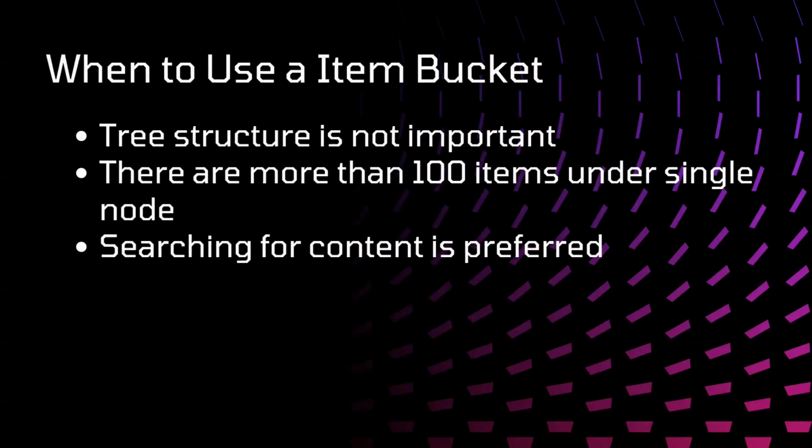And when to use item buckets? The first one is when the tree structure is not important. Whenever we bucket the items, the URL of that item gets changed. If the tree structure is not important for your item, you can use it. Another case is when there are more than 100 items under a single node.